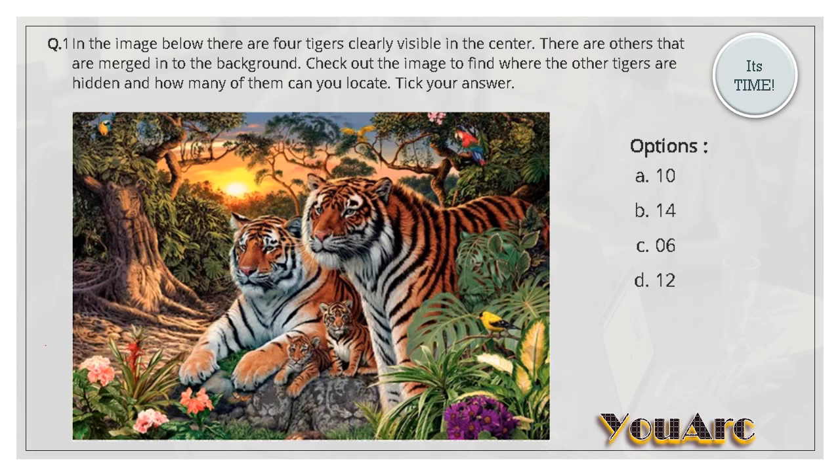Here the answer is 12. There are totally 16 tigers in this diagram, but we have to select only 12 here. Why? Because they have already told us in the question that 4 tigers are visible in the center. The question clearly states to check out the image to find other tigers. We have to find only the other tigers here. Please don't get confused. Read the question once again to get the concept. So let's see where the other tigers are hiding.